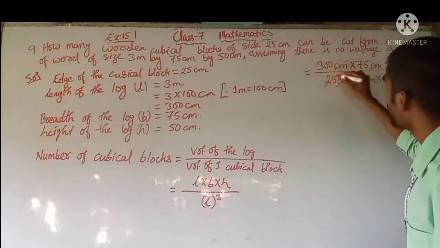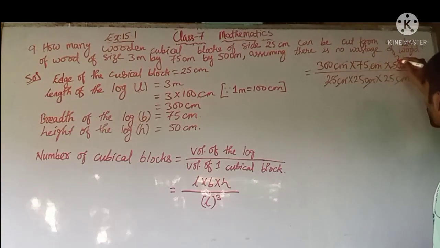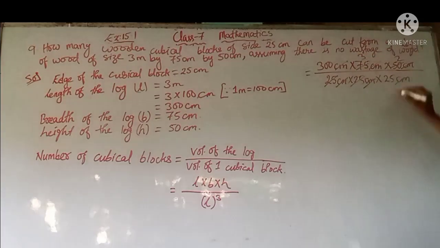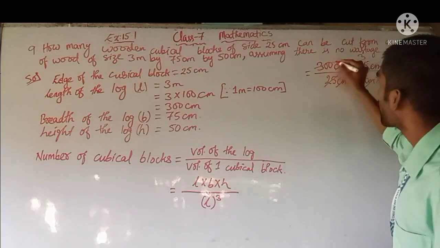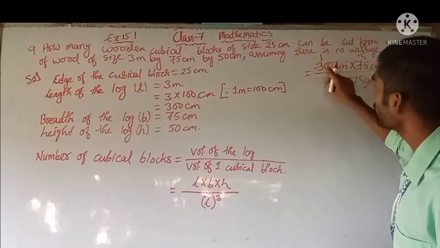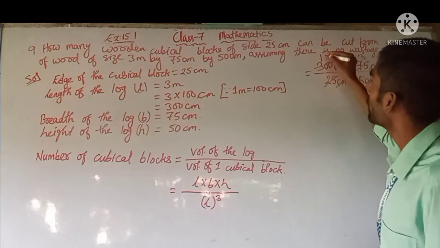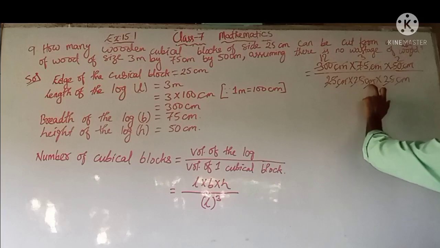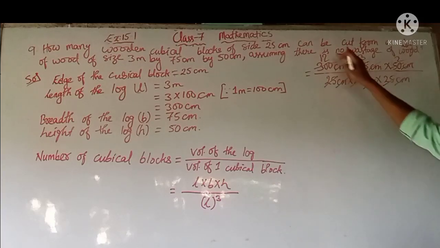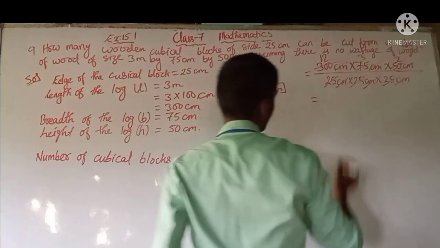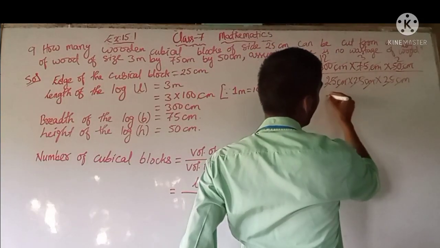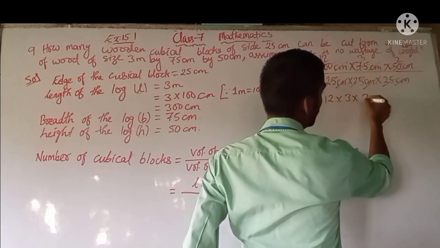Now 25 2 times it is 50. Now again 25 3 times it is 75. Now 25 1 time it is 25, 5 is left, so here 50. Now 25 2 times it is 50, or else you can divide it by 25 and then you can get that it is 12. So now 12 into 3 into 2.